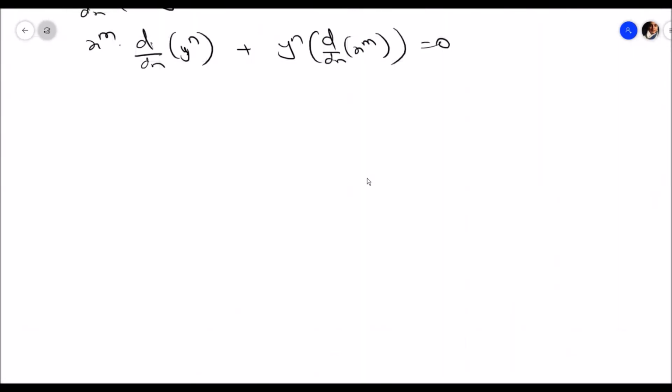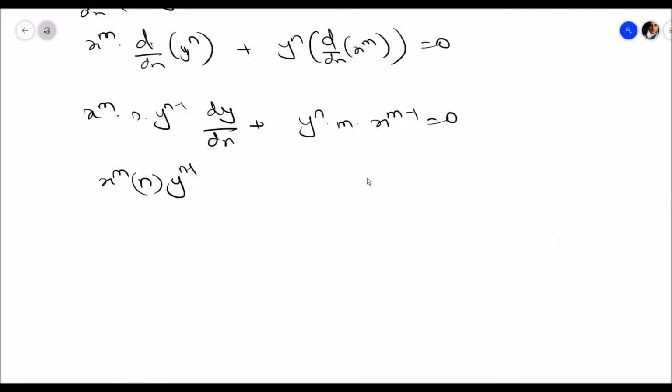Proceeding further, I would be getting x power m. Since we are differentiating with respect to x, you need to use a composite function derivative. So n into y power n minus 1 into dy by dx. I'm sure you're following these. And then y power n into the derivative of x power m with respect to x only. So that's m x power m minus 1 is equal to 0. Clear? So simplifying this further, x power m into n into y power n minus 1 into dy by dx. I'm setting this term on the other side, giving me m y power n x power m minus 1.